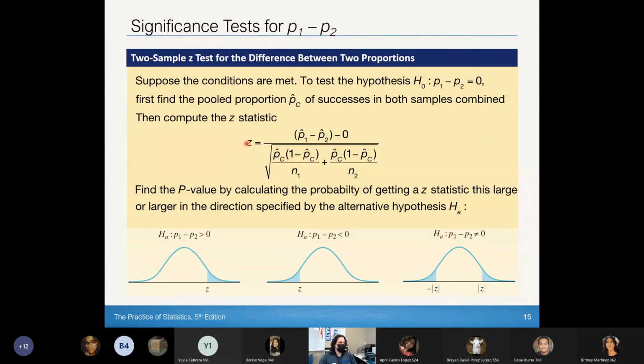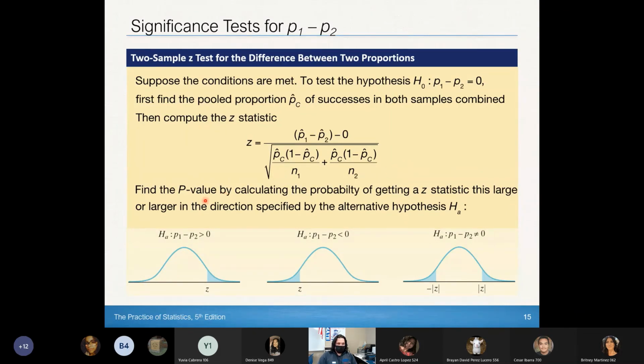Right? So we have z equals p hat 1 minus p hat 2 minus 0, divided by the square root of p hat c times 1 minus p hat c divided by n1 plus p hat c times 1 minus p hat c divided by n2. In both of these, you have the same numerator. The denominator is just the different population sizes, or sample sizes, sorry.